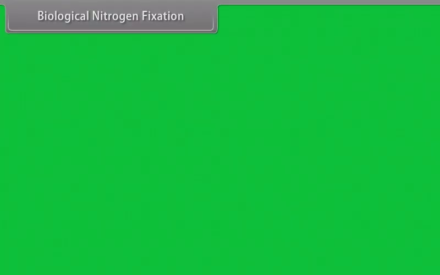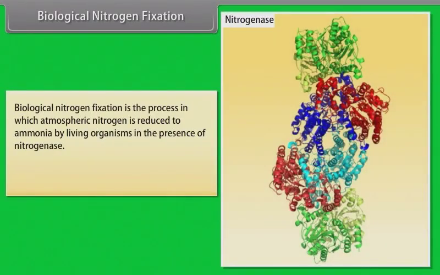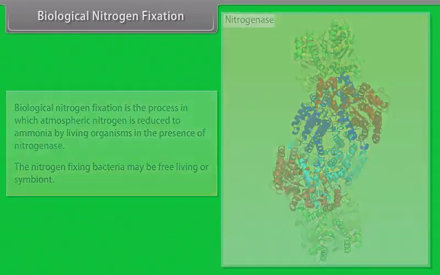Biological nitrogen fixation. Biological nitrogen fixation is the process in which atmospheric nitrogen is reduced to ammonia by living organisms in the presence of nitrogenase. The nitrogen-fixing bacteria may be free-living or symbiont.